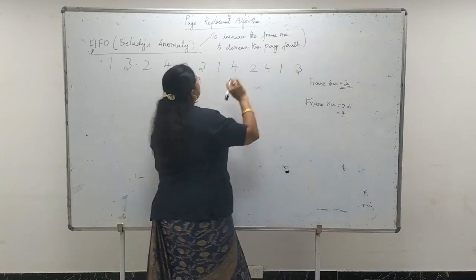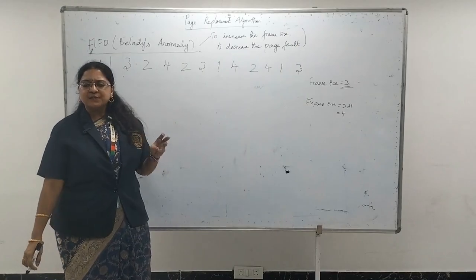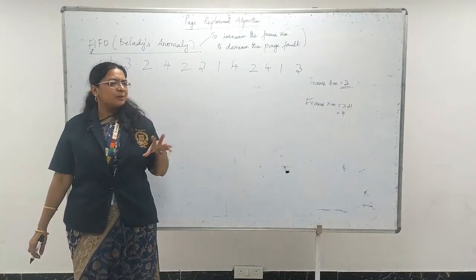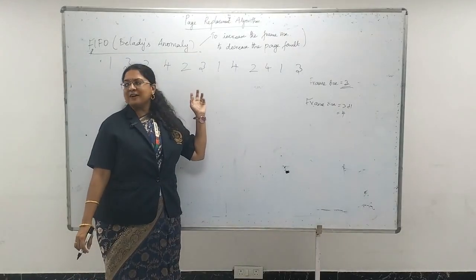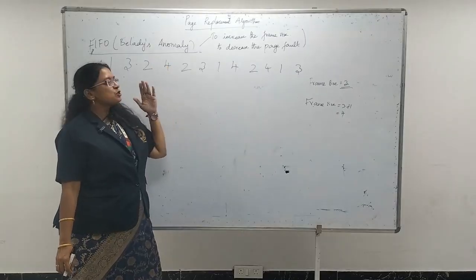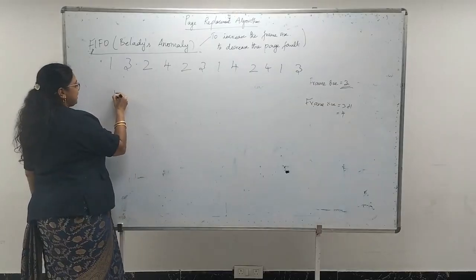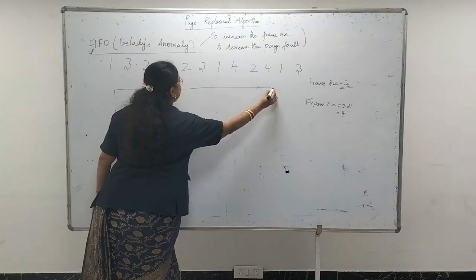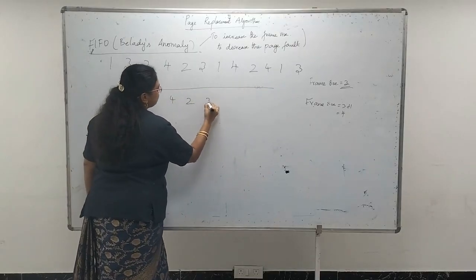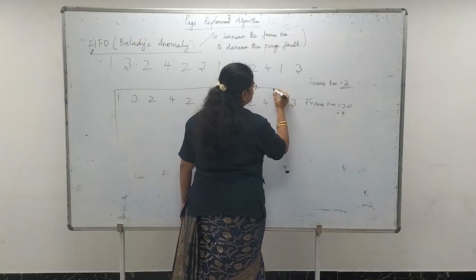Here Belady's anomaly has been carried out in the FIFO principle only, not in least recently used, optimal page replacement algorithm, or most recently used. In these three there is no Belady's anomaly, but in the FIFO principle only we have used it. That is, we increase the frame size to decrease the page fault. So first, same as before, these are the reference strings: 1, 3, 2, 4, 2, 3, 1, and then 4, 2, 4, 1, and then 3.